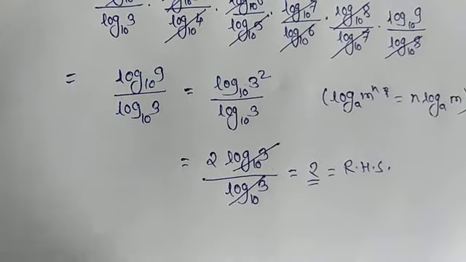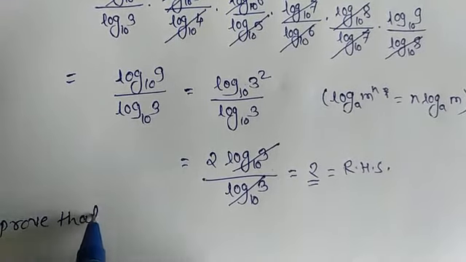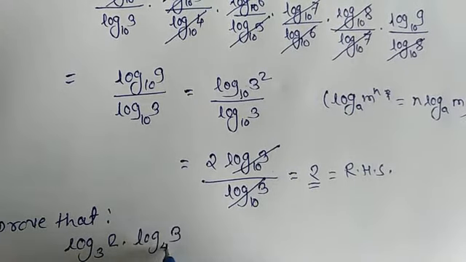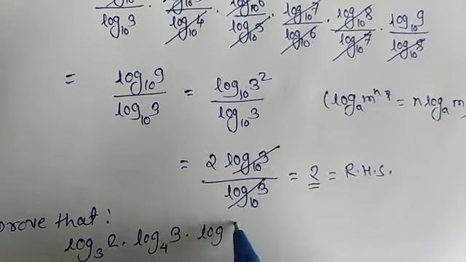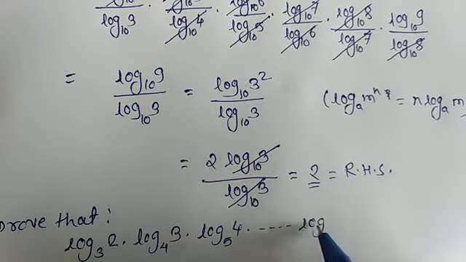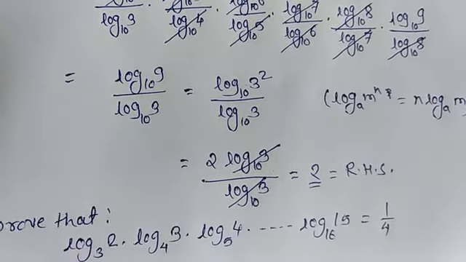Now the second example is of the same type. We are given: prove that log of 2 to the base 3 multiplied by log of 3 to the base 4 multiplied by log of 4 to the base 5, up to log of 15 to the base 16, is equal to 1 upon 5 as we have to prove.